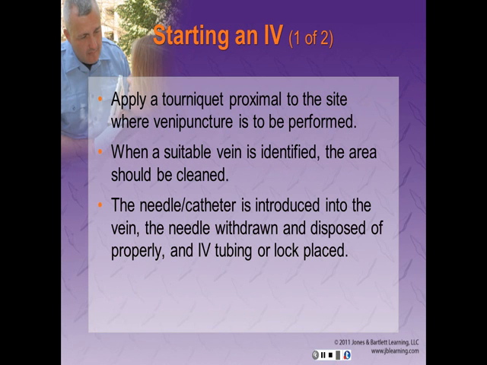To start an IV, the first step is to apply a tourniquet proximal to the site where venipuncture is to be performed. When a suitable vein is identified, the area should be cleaned according to local protocol to decrease the chance of introducing potentially infectious materials through the skin. The needle and catheter are then introduced into the vein, the needle withdrawn and disposed of properly, and the IV tubing or lock is placed. You use tape or a commercially available device to secure the catheter, and you always wear gloves during the procedure. Skill Drill 40-4 covers how to start an IV.